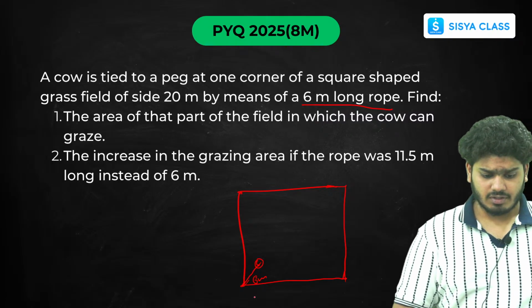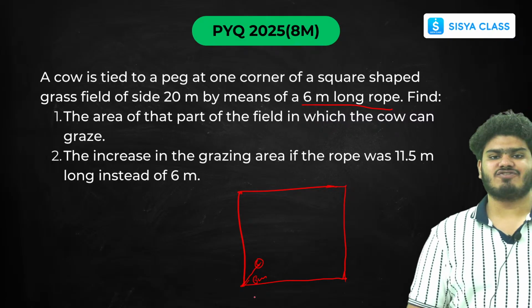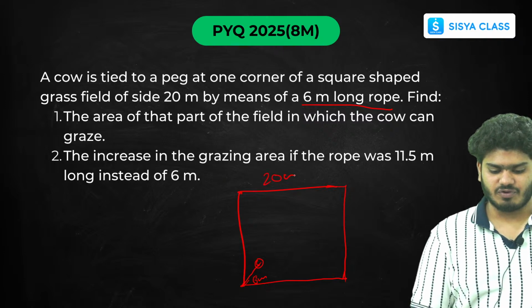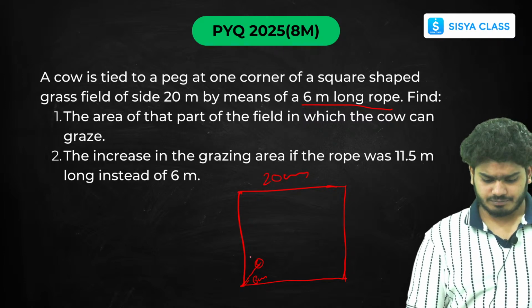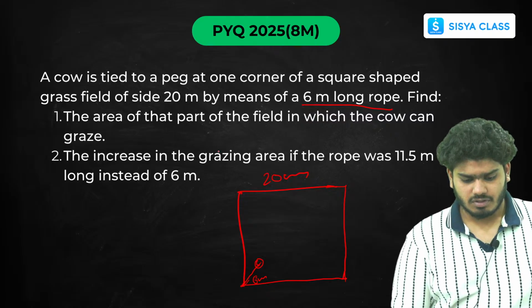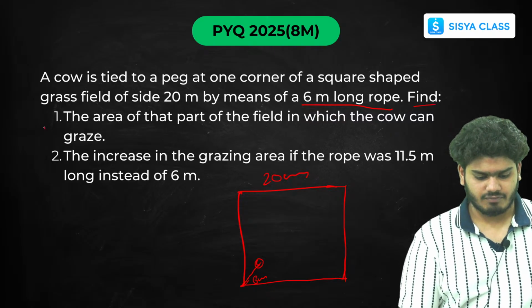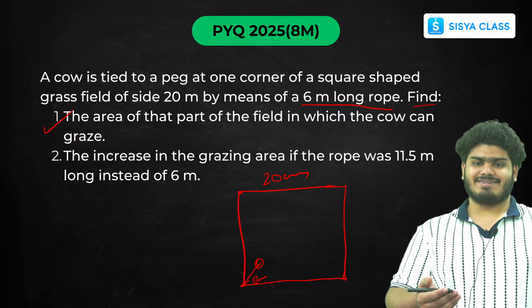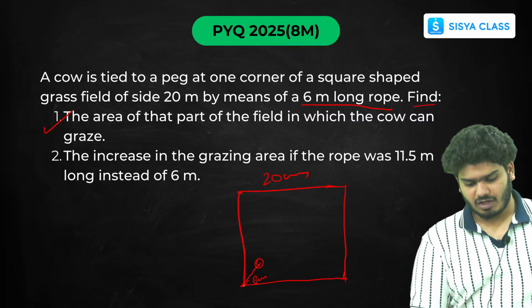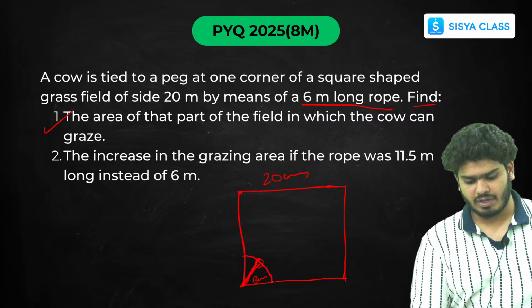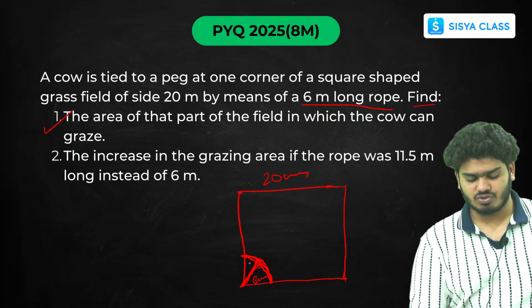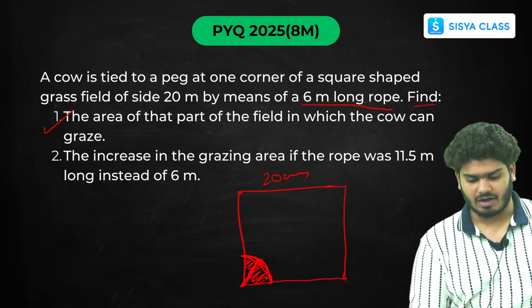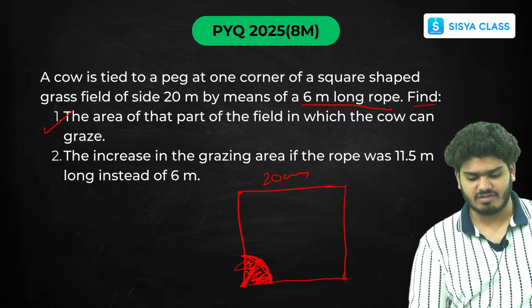Then what is the length of the grass field here? The length of the grass field is 20 meters. Okay, and then what do you need to find? The first question is the area of the part of the field in which the cow can graze. We already know that if the length of the rope is 6 meters, then the cow can only graze in the sector, right or not? Which is a sector of a circle.